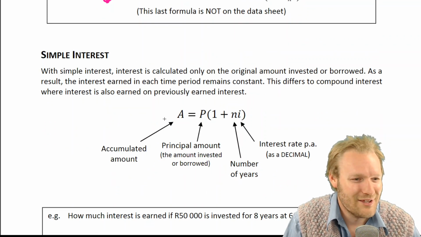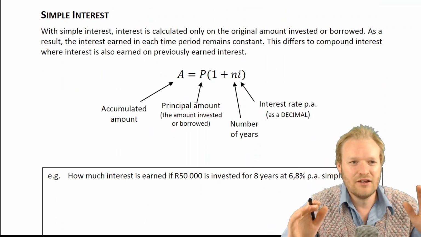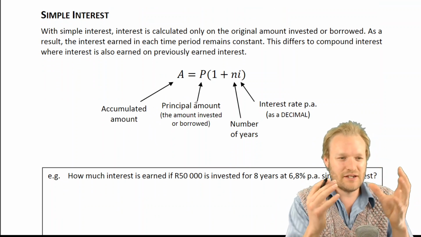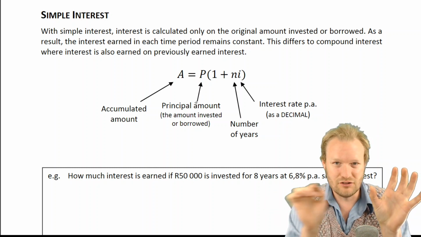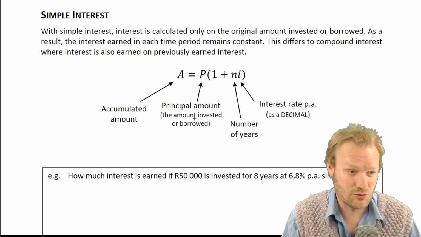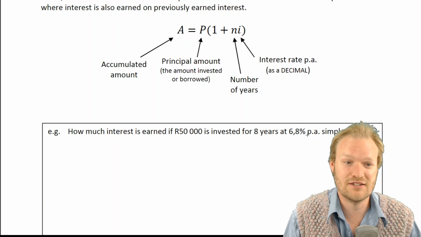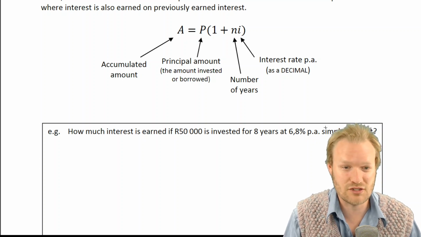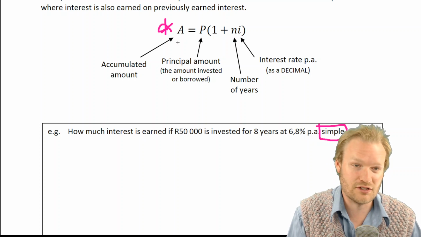So here we've got simple interest. Simple interest works by using the original investment. The interest works just on that, not on what's accruing or losing. So let's start with our first example. How much interest is earned if 50,000 is invested for 8 years at 6.8% per annum? Simple interest. Okay, so we see the words simple interest and we know to use this formula.